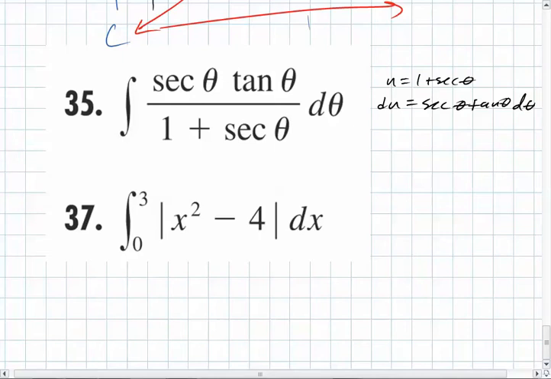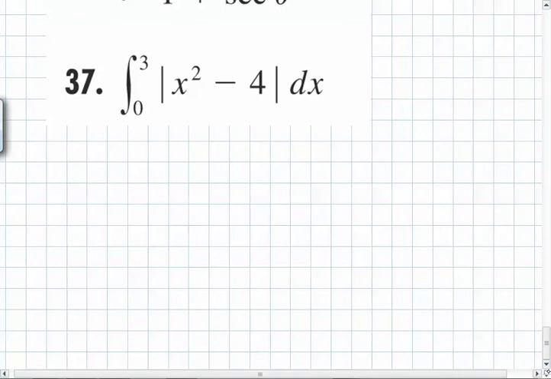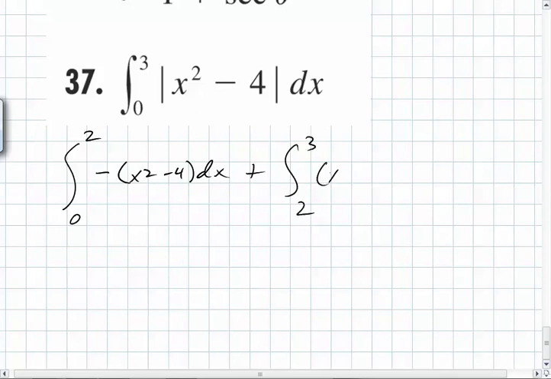System of equations. You need how many? 2. You need 2? Yeah. Or 3? Just 2, because it's going from 0 to 3. Okay. So you're going to go from 0 to what? 0 to 2. And from 0 to 2, it's negative. So you have to turn it into negative. Yeah, I'm just going to do it out. Negative x squared minus 4 dx. And then what are you adding to it? 2 to 3 of just x squared minus 4 dx. Yeah, you can flip it to make it 4 minus x squared.